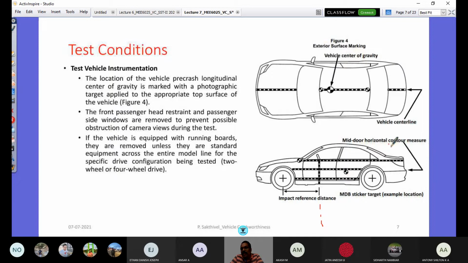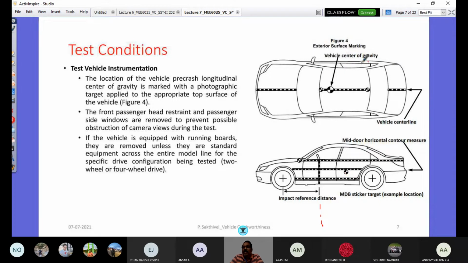And you see mid-door horizontal contour measure. For this mid-door horizontal contour measure, this tape is pasted. So you would see at that horizontal datum the mirror image on crash side and non-crash side, in the post-crash scenario, in order to understand what would be the profile change or contour change. That would quantify the intrusion that has taken place.